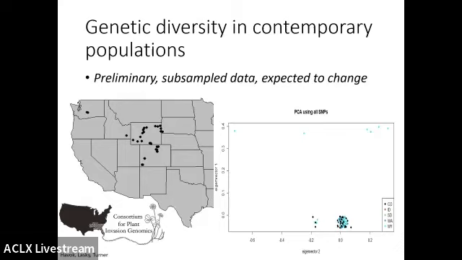Now, she ran a principal components analysis of the genomic data for these contemporary populations to see basically how they're related. And this was just a practice run. So this is just a subset of the data that she was working with. So this figure will definitely change in the future. But she's rejoining the lab in the spring so we can keep working on this project, and I'm really excited to see what she finds.